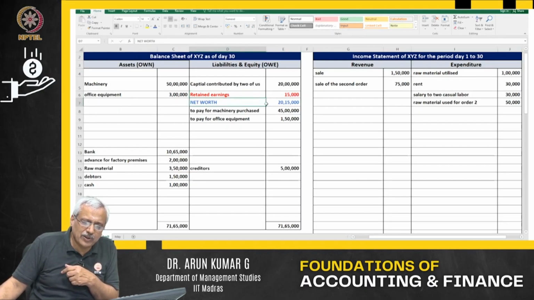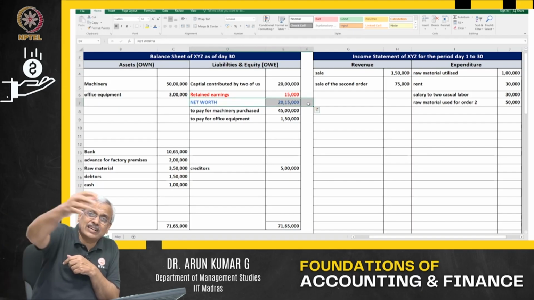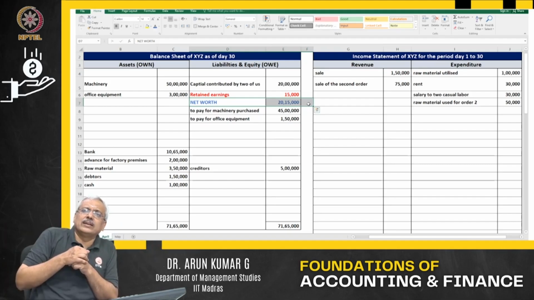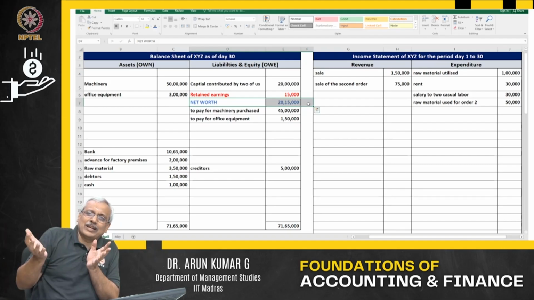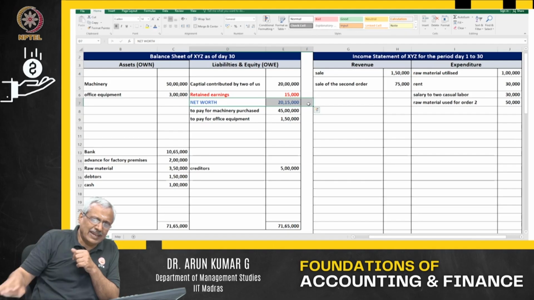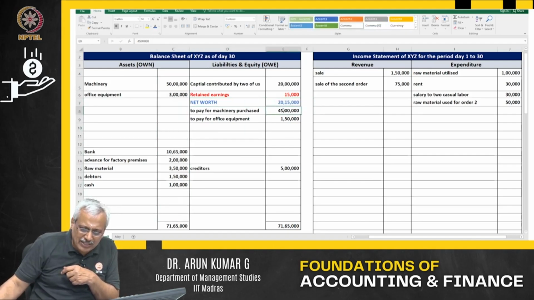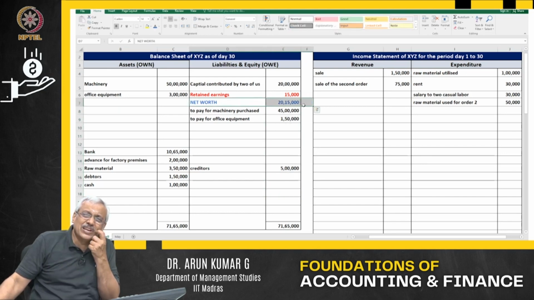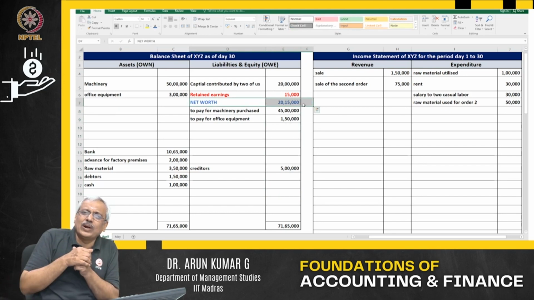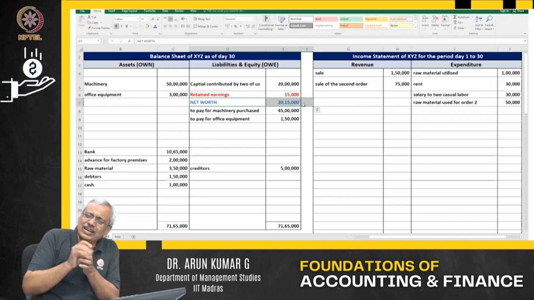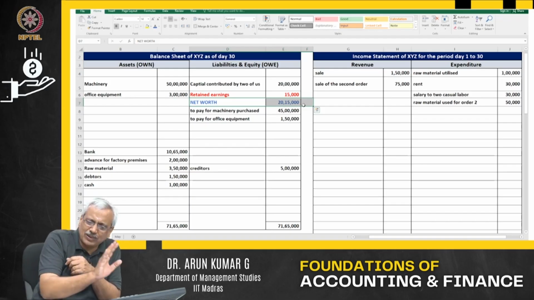So what is happening to your net worth? Net worth is 20 lakh 15,000. We had contributed 20 lakhs as capital. Now that capital has become 20 lakh 15,000. The capital has grown in the process. That is, I sell all the assets, I pay off the liabilities, I will be left with 20 lakh 15,000 to be divided between the two. Do I divide it equally? Do I divide it differently? Let us not worry about that. To be divided between the two of us.